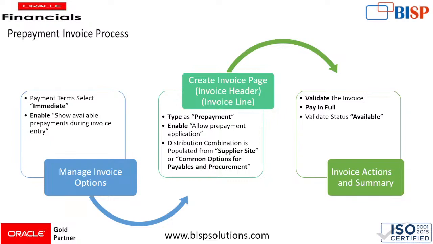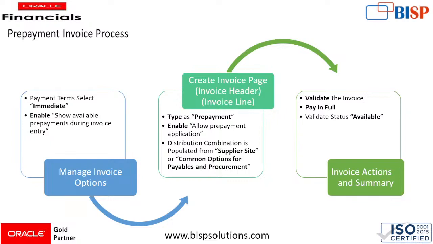Let us see the prepayment setup. You should select immediate as the payment terms and enable the show available prepayments during invoice entry option. That is in Manage Invoice Options. Then, on the Create Invoice page, in the invoice header, select the type as prepayment and enable allow prepayment application. The distribution combination is populated from the supplier side or the common option for payables and procurement.